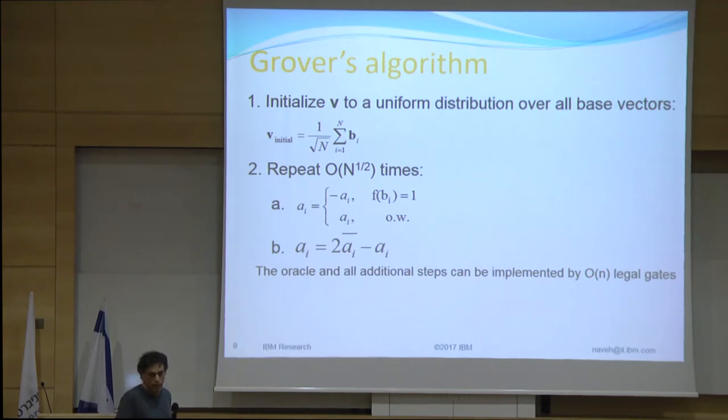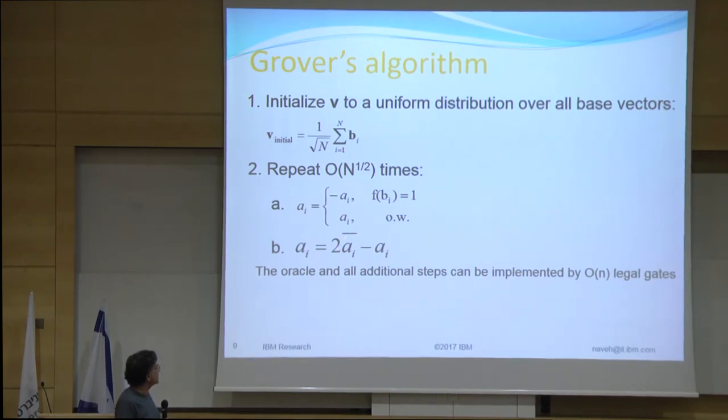We also do it classically. Just write down the SAT formula and ask each time. We can write a SAT formula in the order of small n of gates, not of large n. Same here. We use a small n of gates, and we have the oracle. No problem. And then the second step is even weirder.